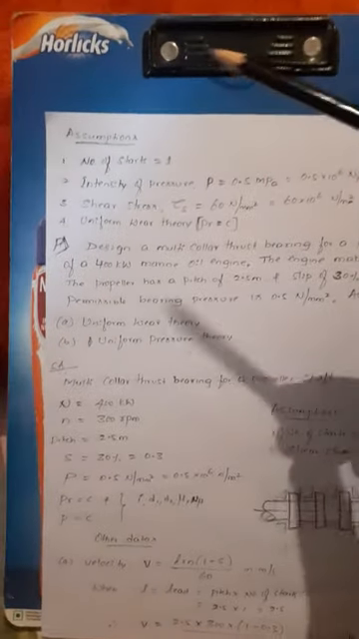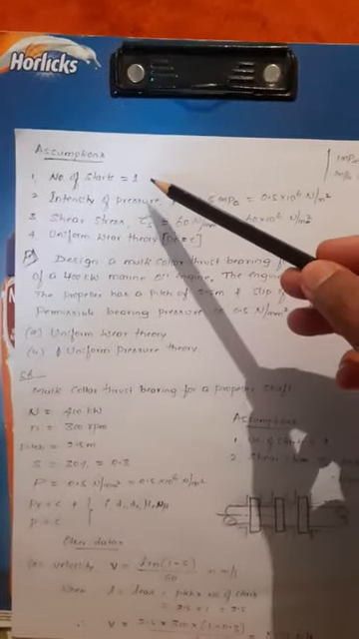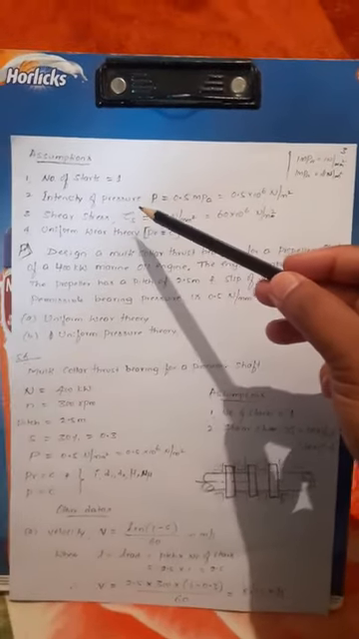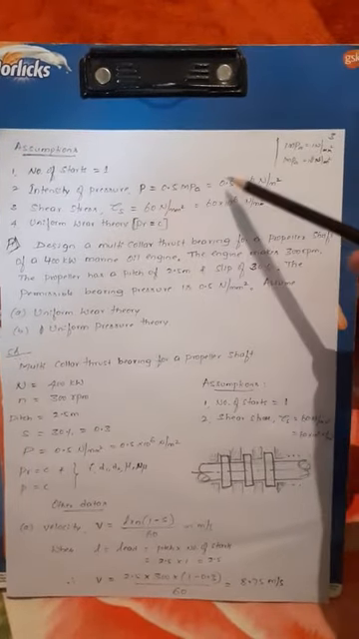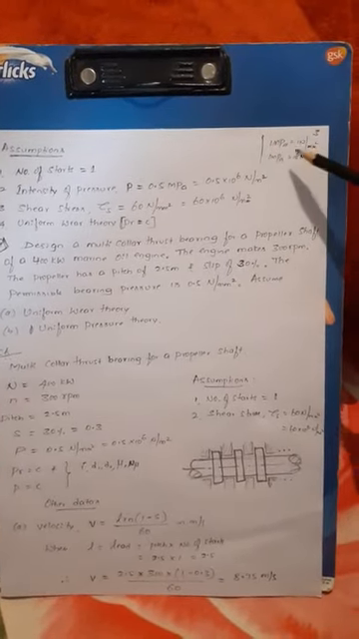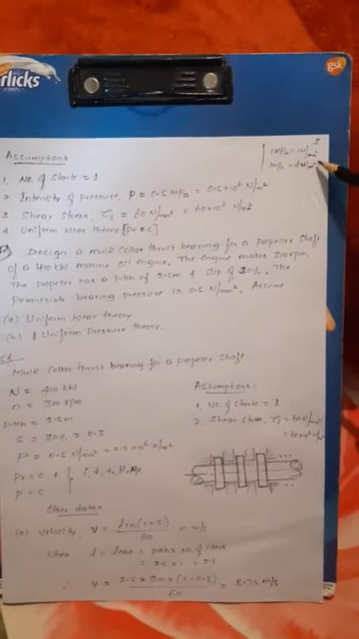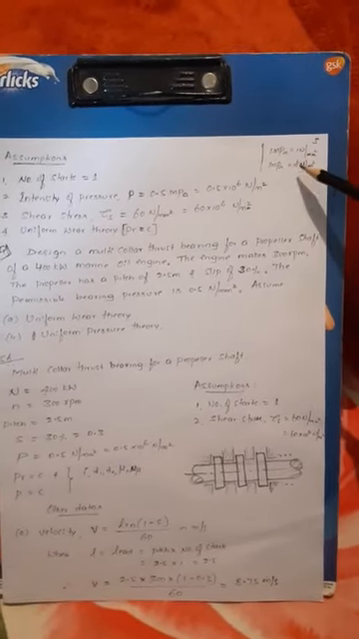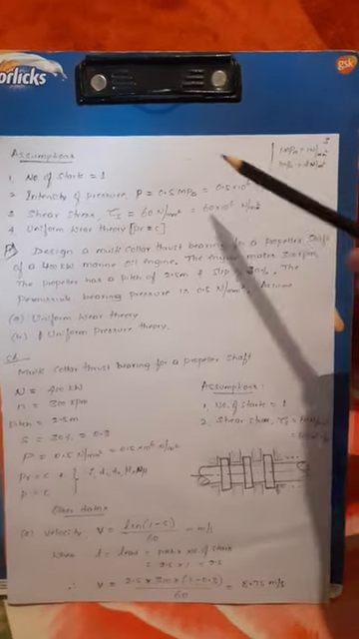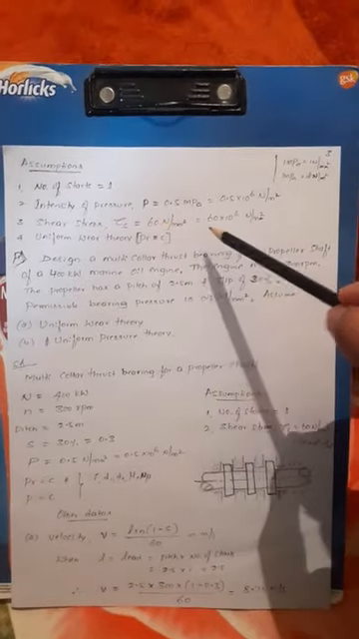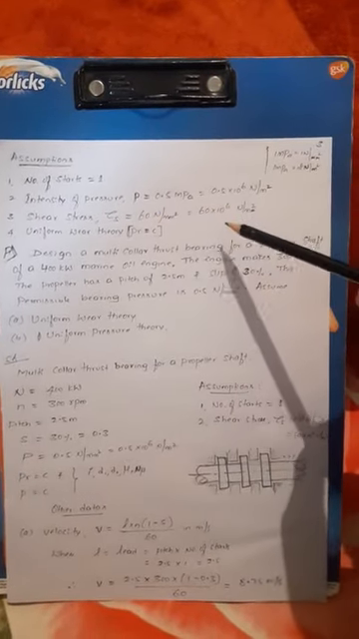Yes, what are the assumptions you made? First assumption is that the number of starts or threads is equal to 1. The intensity of pressure is 0.5 MPa. As you know, 1 MPa is equal to 1 Newton per millimeter square, that is, 10 raised to the power 6 Newton per meter square. All dimensions you consider in meters and force in Newton, in SI units. Then the shear stress tau s is equal to 60 MPa, 60 Newton per mm square.